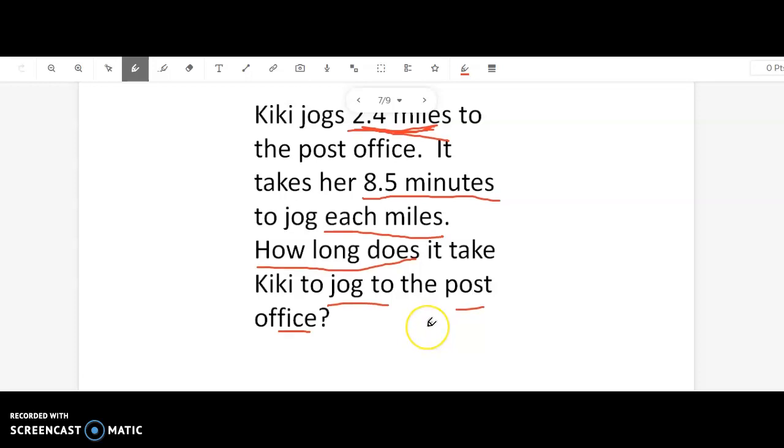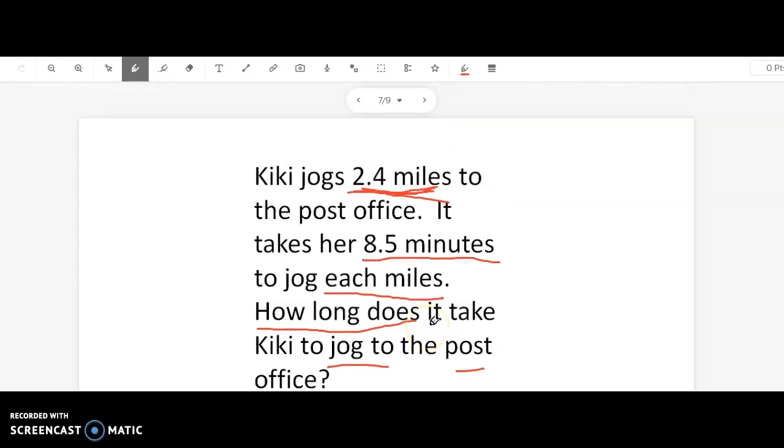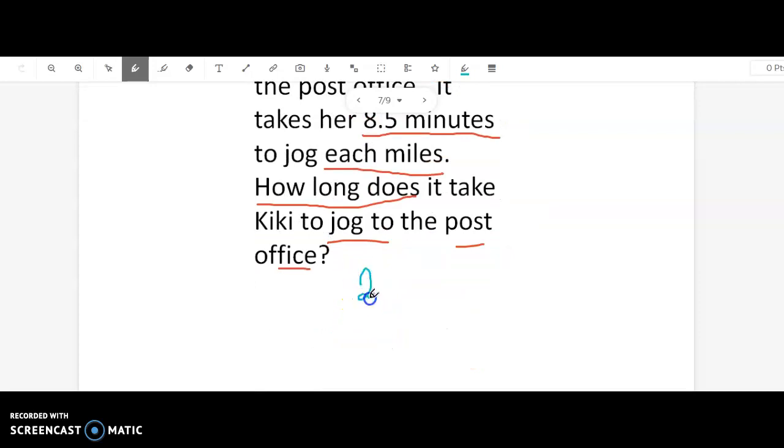Okay, so we need to come up with a plan. And since I know that she jogs 2.4 miles, and I know that it takes 8.5 minutes per mile, I need to multiply. I need to multiply to find out what 2.4 times 8.5 is going to equal, because that's going to tell me the time it took her to get there.